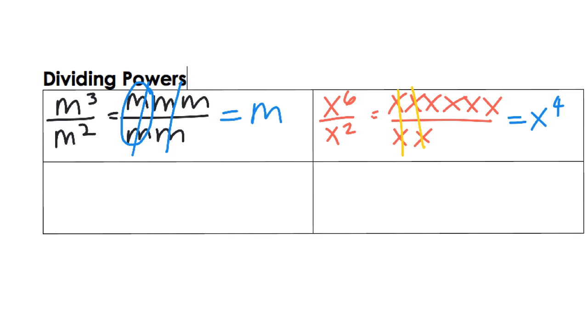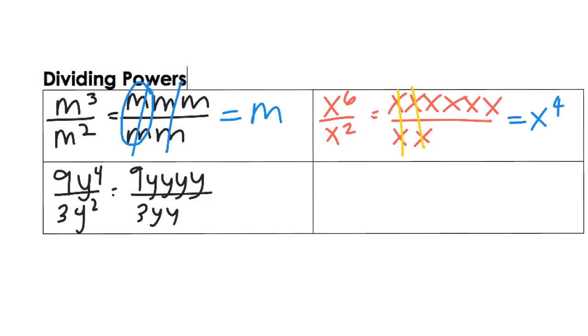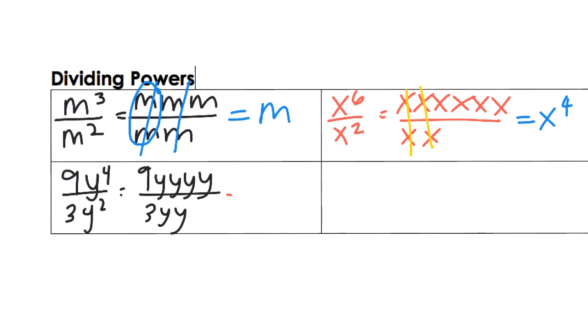If I have a coefficient in front, like if I have, let's do 9y to the 4th over 3y squared. That means 9 times y times y times y times y over 3 times y times y. So then 9 divided by 3 is 3, so I know I'll have a 3 in front. And then y divided by y is 1, so I have 2 factors of y left over, so 3 times y squared.